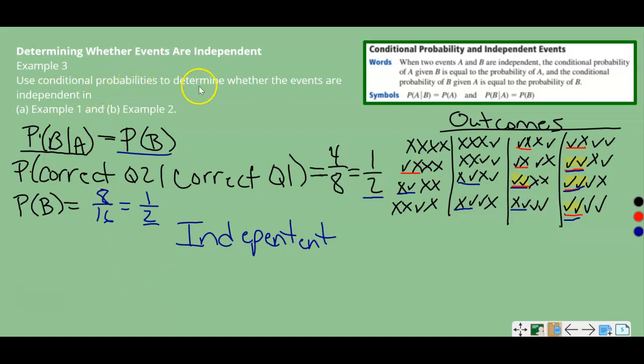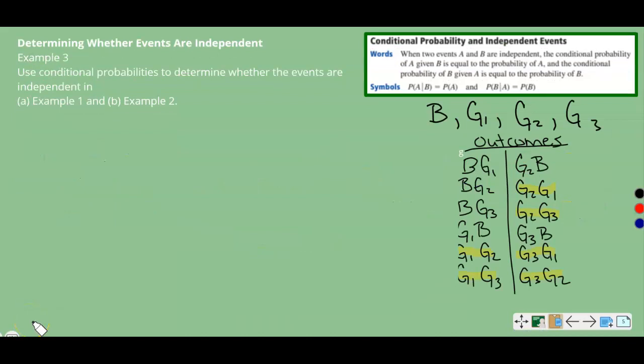All right, so we used conditional probability to determine whether events are independent for example 1. Now it asks us to do the same thing for example 2. So make sure you've got this written down, anything that you need for your notes. I'm going to erase this and we're going to look at example 2 the same way. So remember, the probability of girl first was your probability of A, and the probability of a girl being picked second was the probability of B.